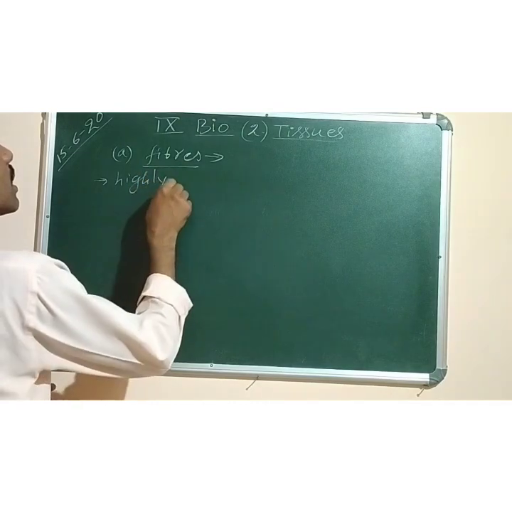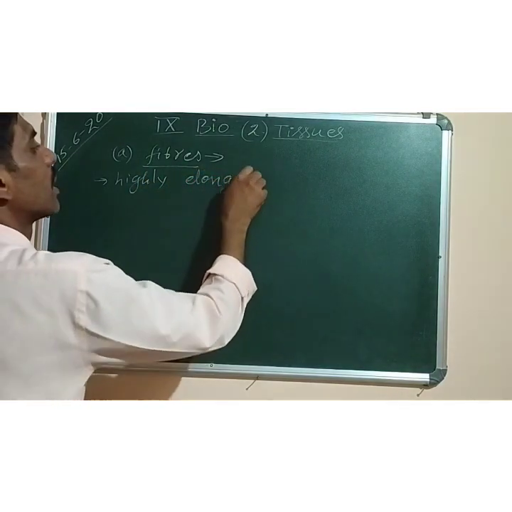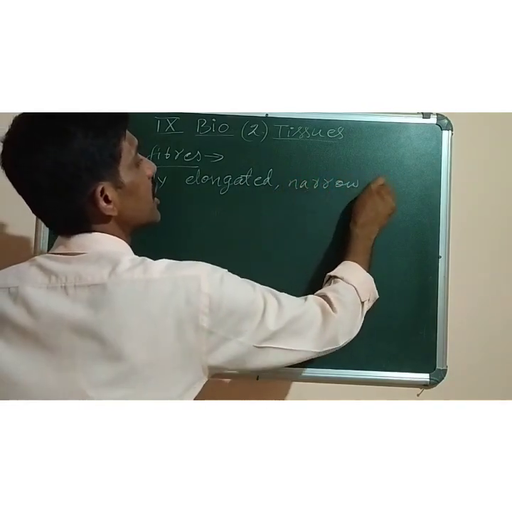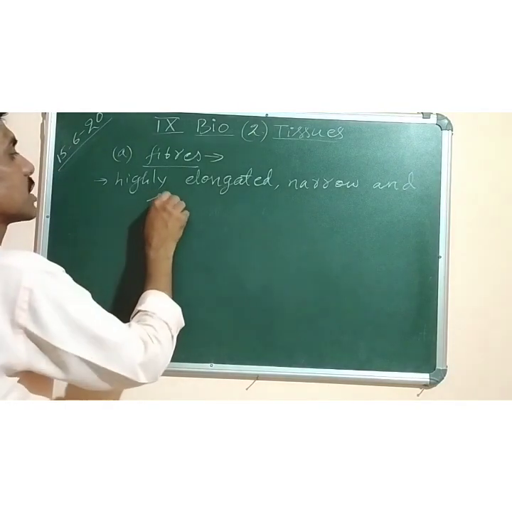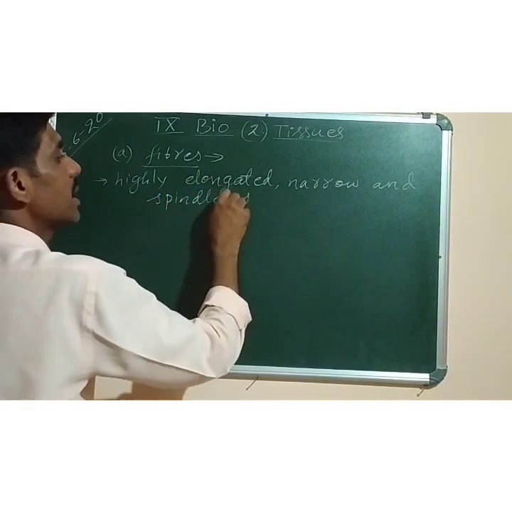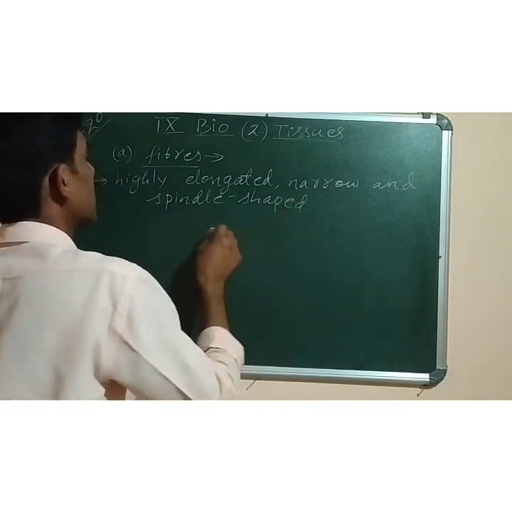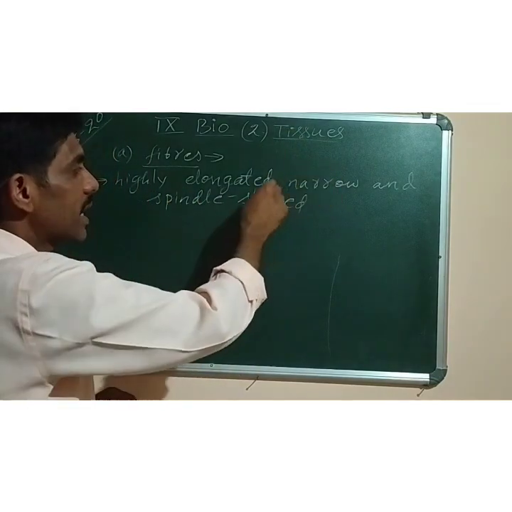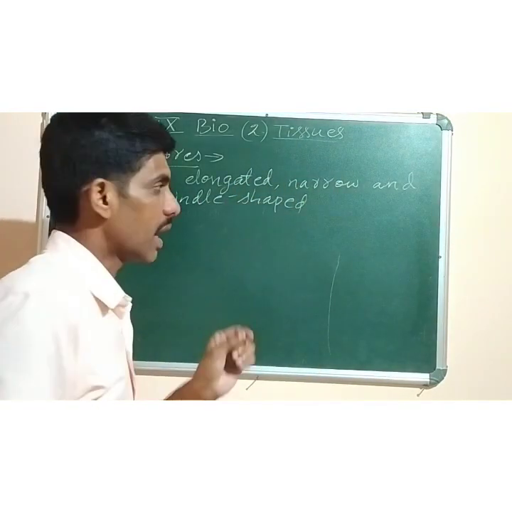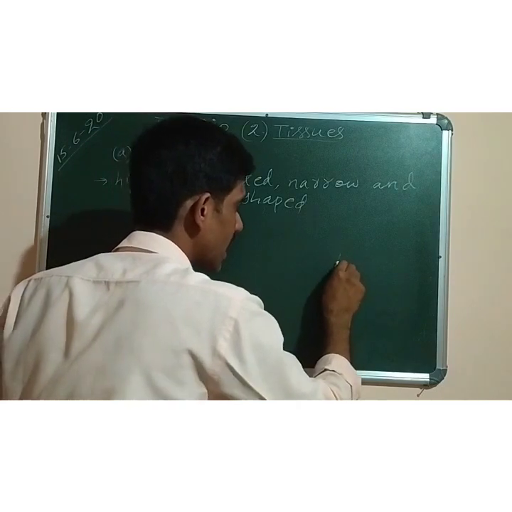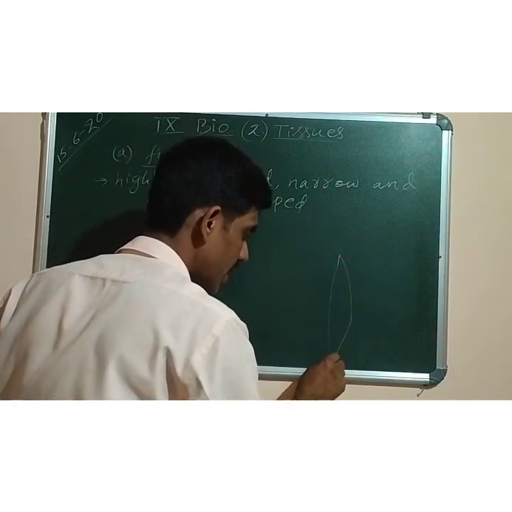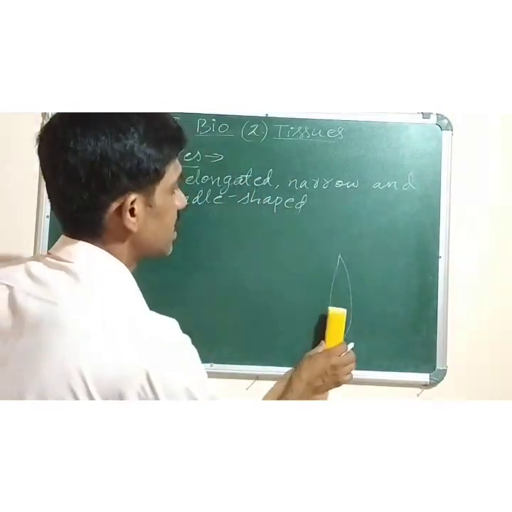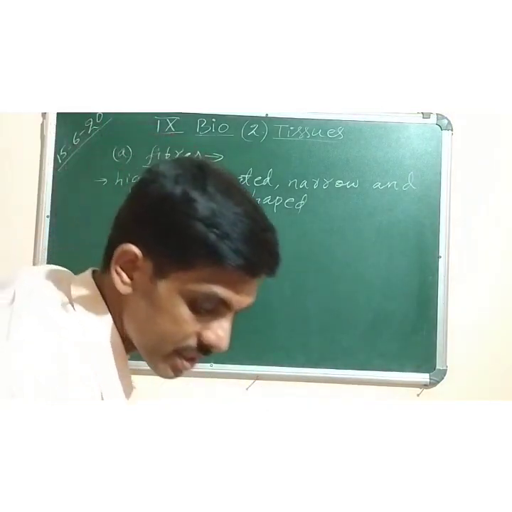So highly elongated, narrow and spindle shaped. The shape of the cells is spindle like. Now what type of shape is called spindle? Elongated means long, the length is increased lengthwise. Narrow means thin, and spindle shaped means tapering at both ends, like here it is pointed, thick in the middle, again pointed at the bottom. This type of shape of the cell is called spindle shape. So this is the shape of fibers.